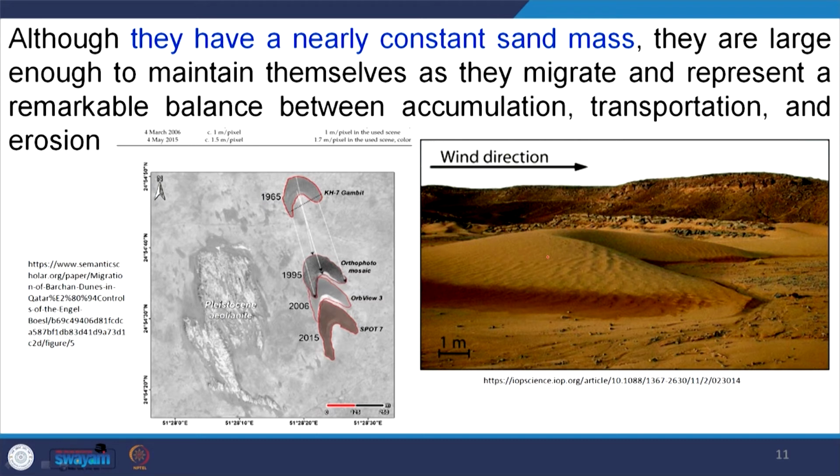Now, see here we are migrating this system. This is the downwind direction, and the dune goes from here to here, here to here. That means, though we are migrating, there is very little loss of its mass. From here to here the near total mass is transported, and from here again transported. So, they migrate and represent a remarkable balance between accumulation, transportation and erosion. The whole system, the whole mass, remains near about constant during its migration.